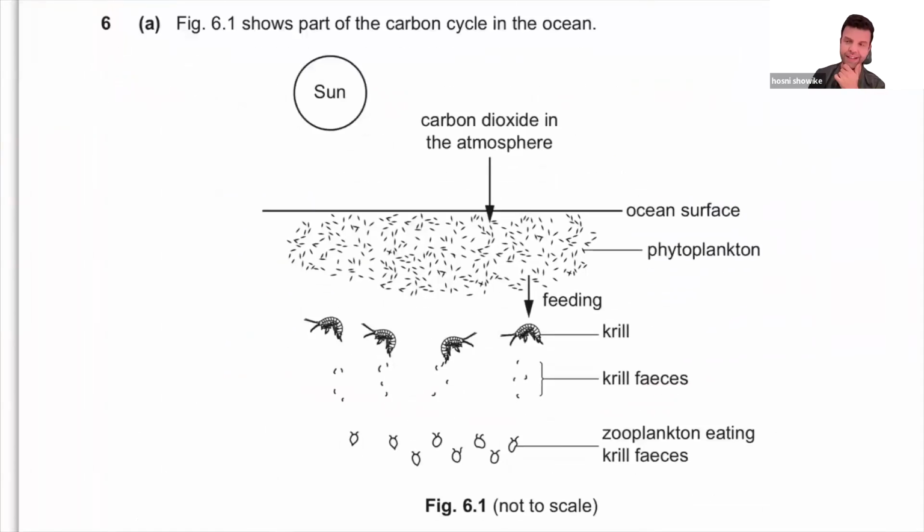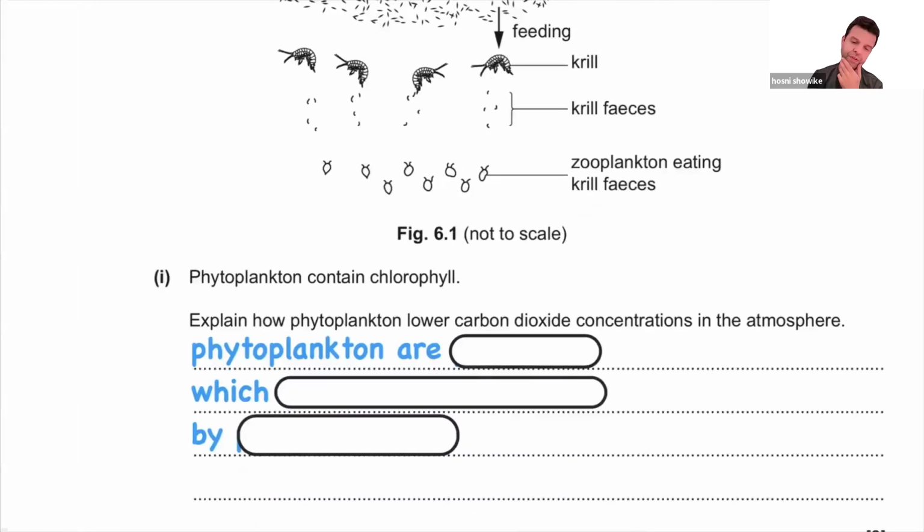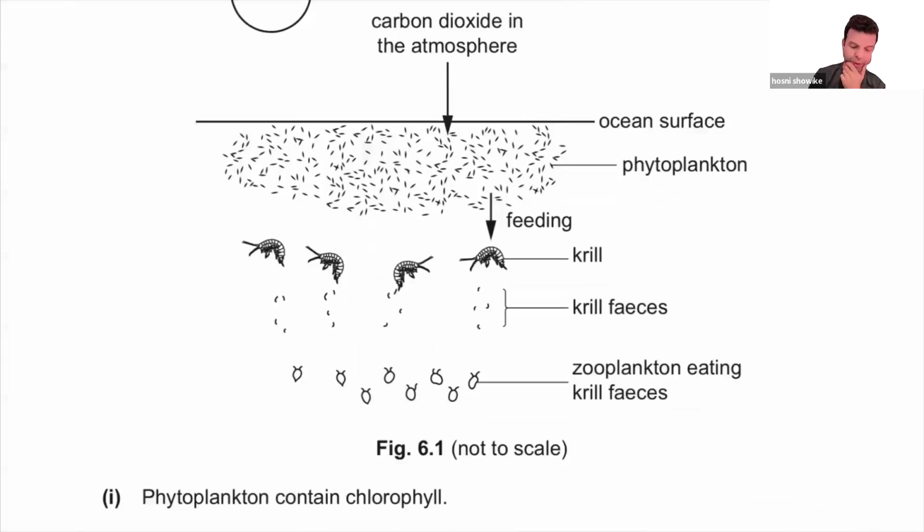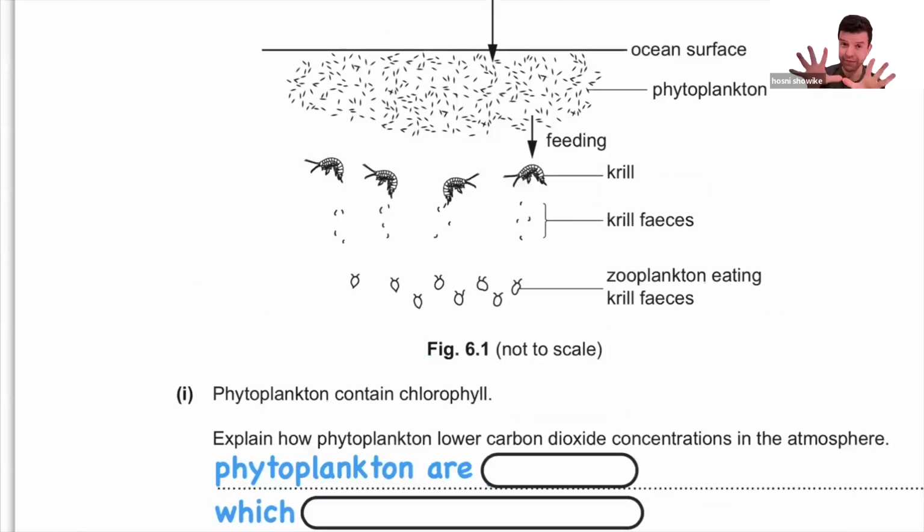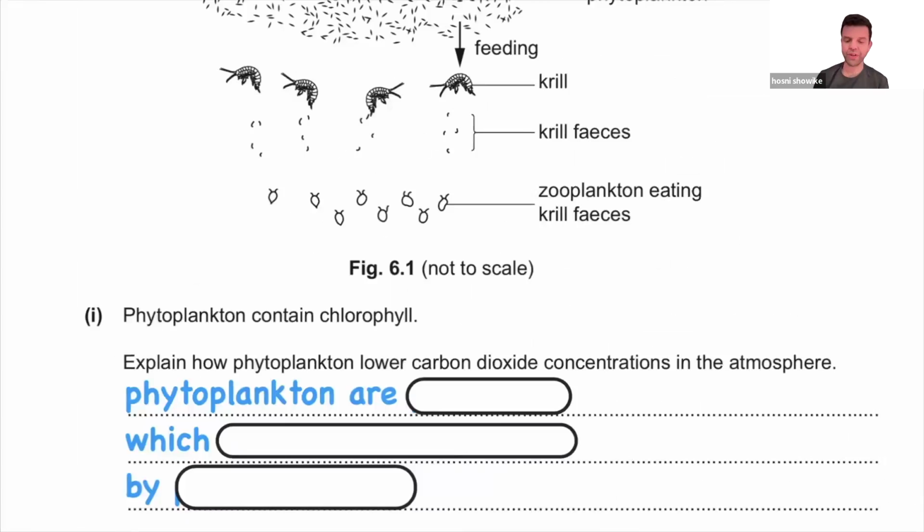Okay, now it's question 6. It's the last question. What's this question about? They said you got something called phytoplankton. They contain chlorophyll. Automatically, when you hear about chlorophyll, this means they're what? This means they're like small plants, right? Like the algae you study in eutrophication. So they said, how do these phytoplankton lower CO2 in the atmosphere?